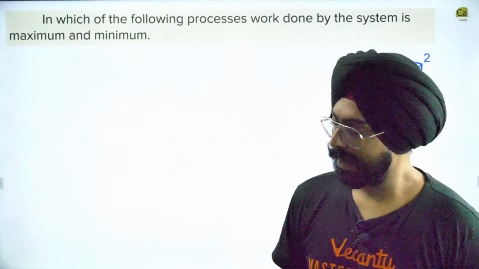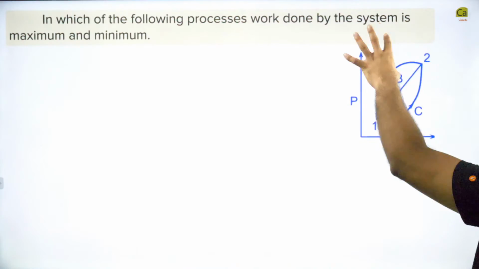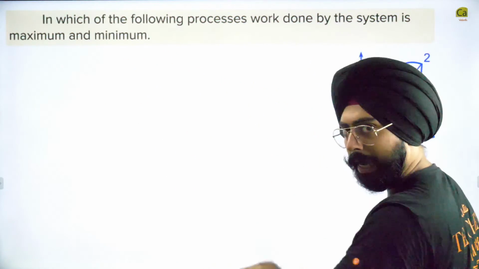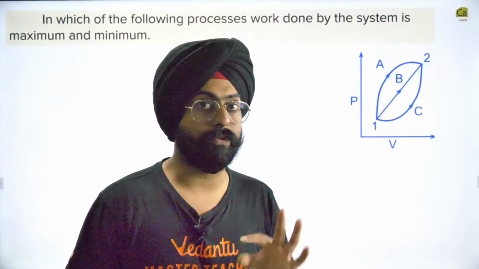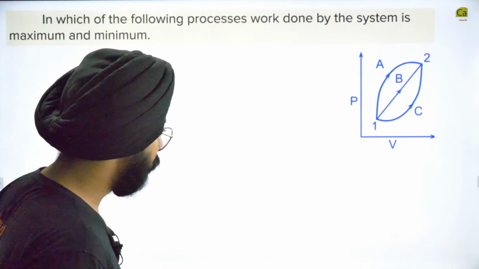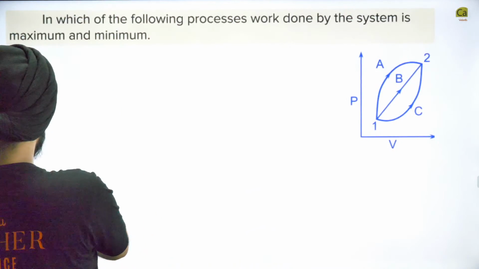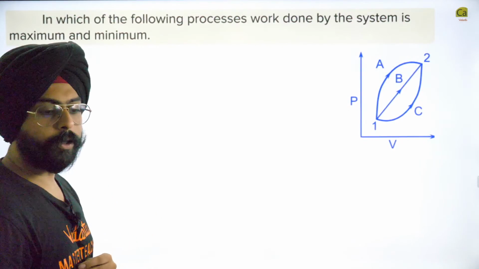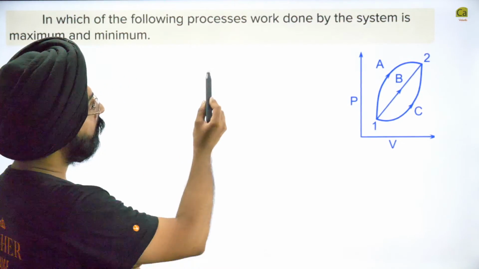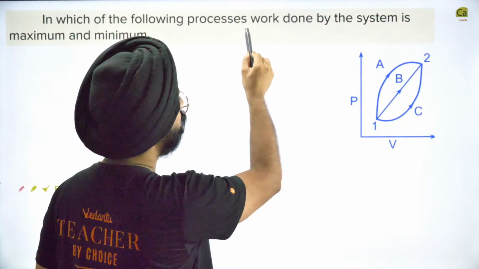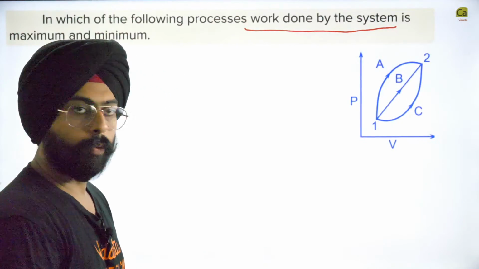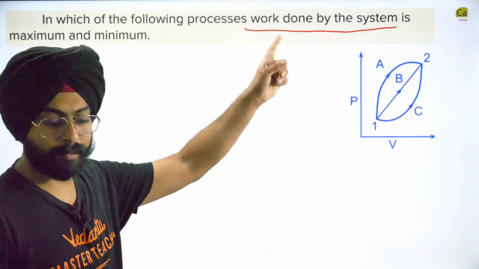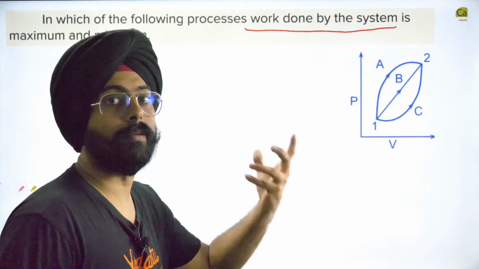Next question is, in which of the following processes is work done by the system maximum and minimum? My dear friends, you have to read the question very carefully. Let's read it once again. In which of the following processes is work done by the system, read this, work done by the system, maximum and minimum?